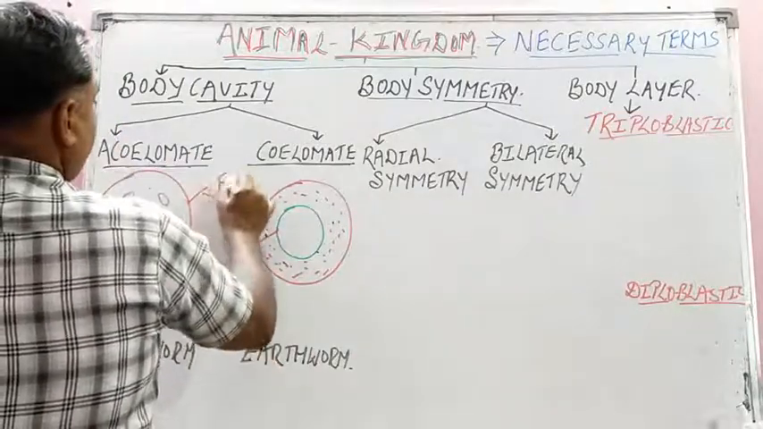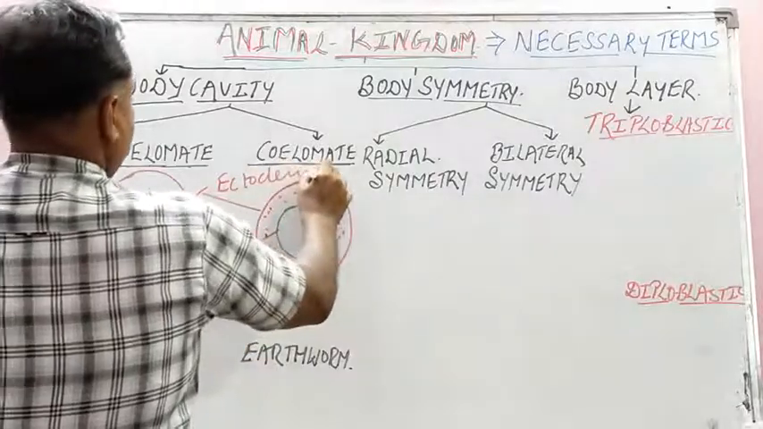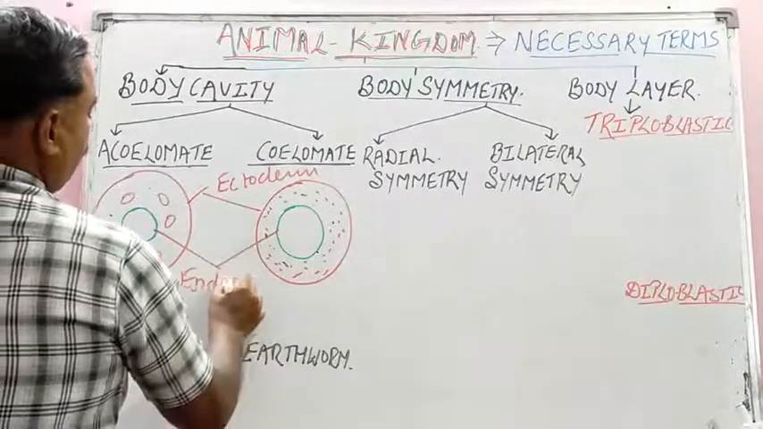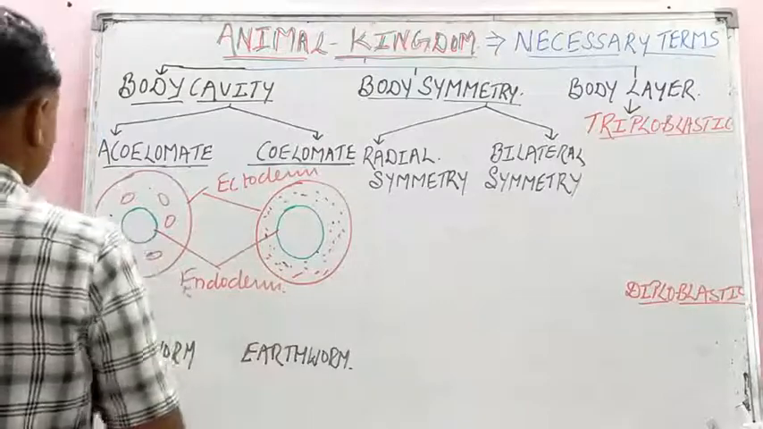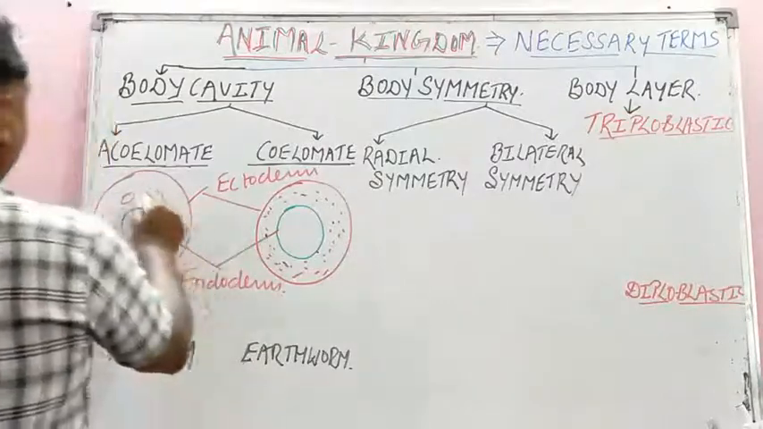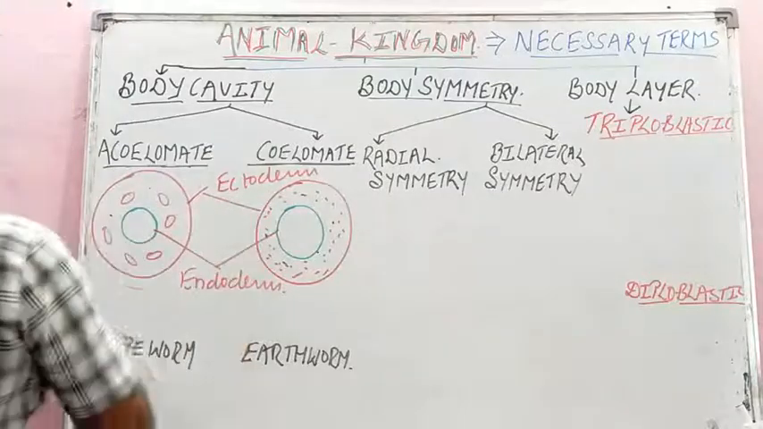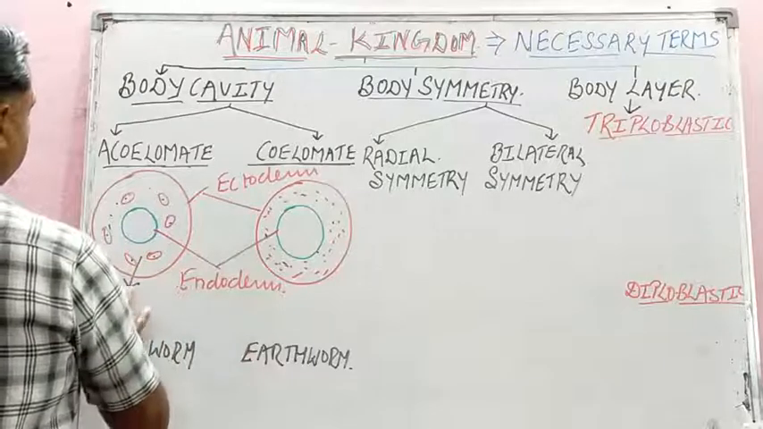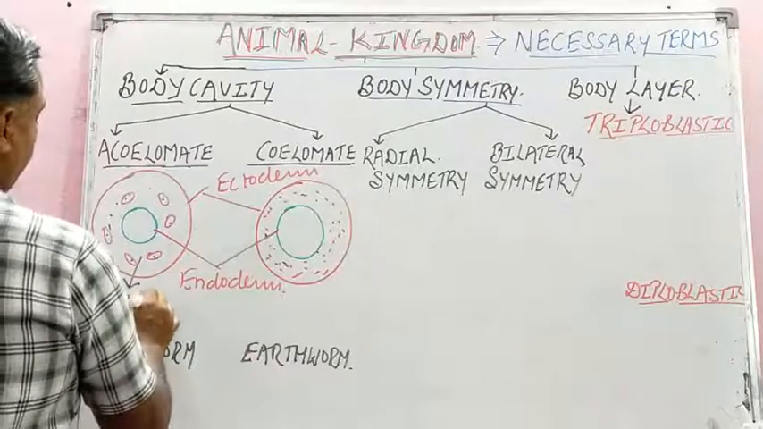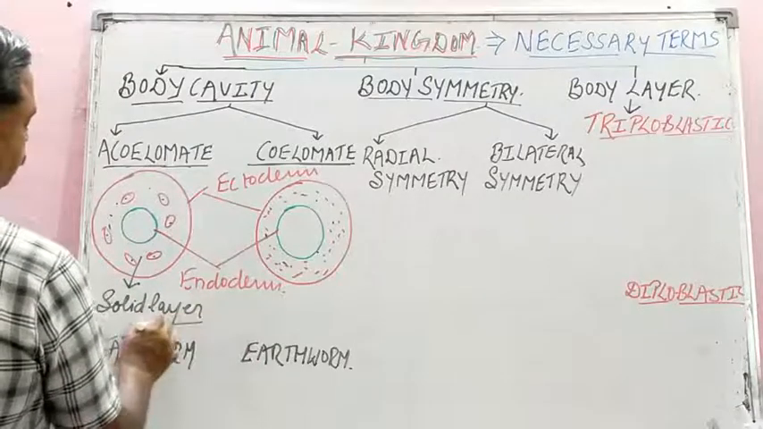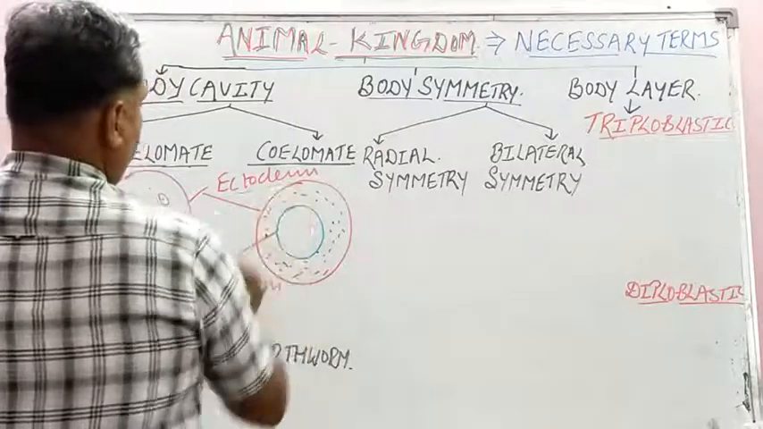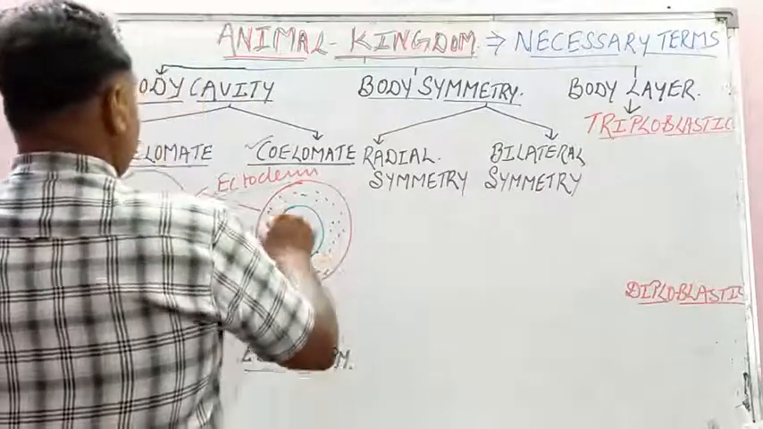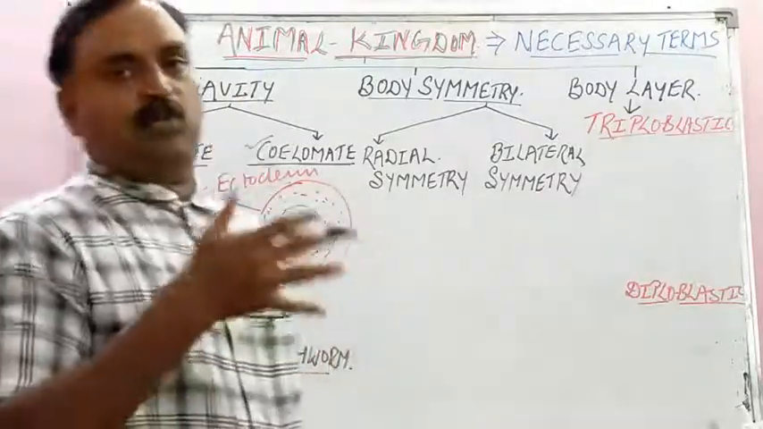First of all, this is the ectoderm layer. The outermost layer is ectoderm, and this green line is your endoderm layer, students. In acoelomate, the space between ectoderm and endoderm layer is filled with solid structure, which forms a solid layer. Solid layer, isn't it? But the space between ectoderm and endoderm in coelomata, that is your earthworm, is not filled with the solid layer, but it is filled with coelomic fluid.